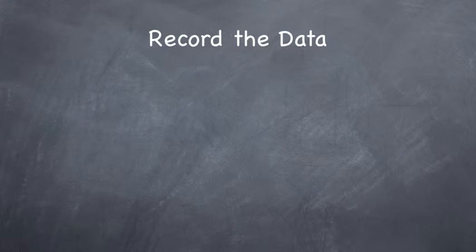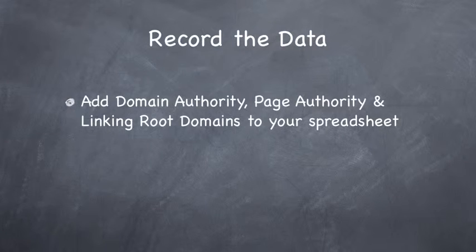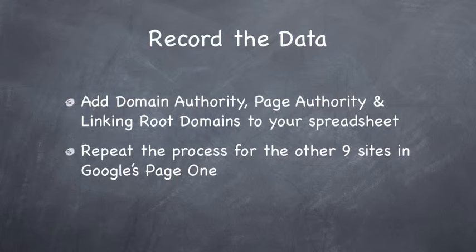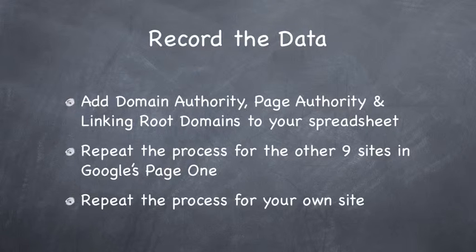Okay, so we need to record this data. We need to add the domain authority, the page authority, and the number of linking root domains to your spreadsheet for each of the web addresses that feature in Google's page 1, Google's top 10. So you need to repeat that process for the other nine sites in Google's page 1. And then repeat the process for your own site, so you have an idea of where your own site is measured in Google terms, if you like.